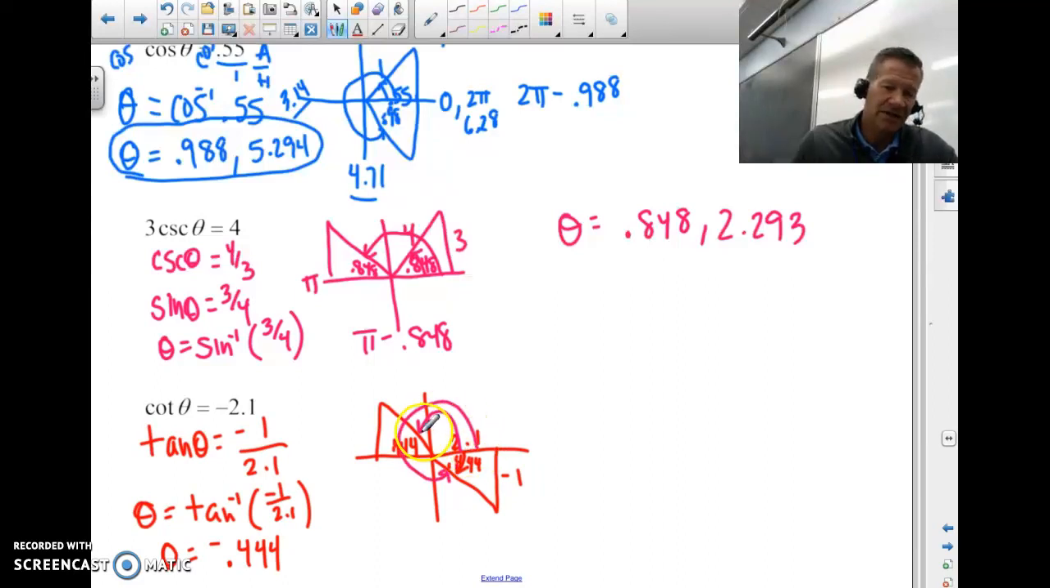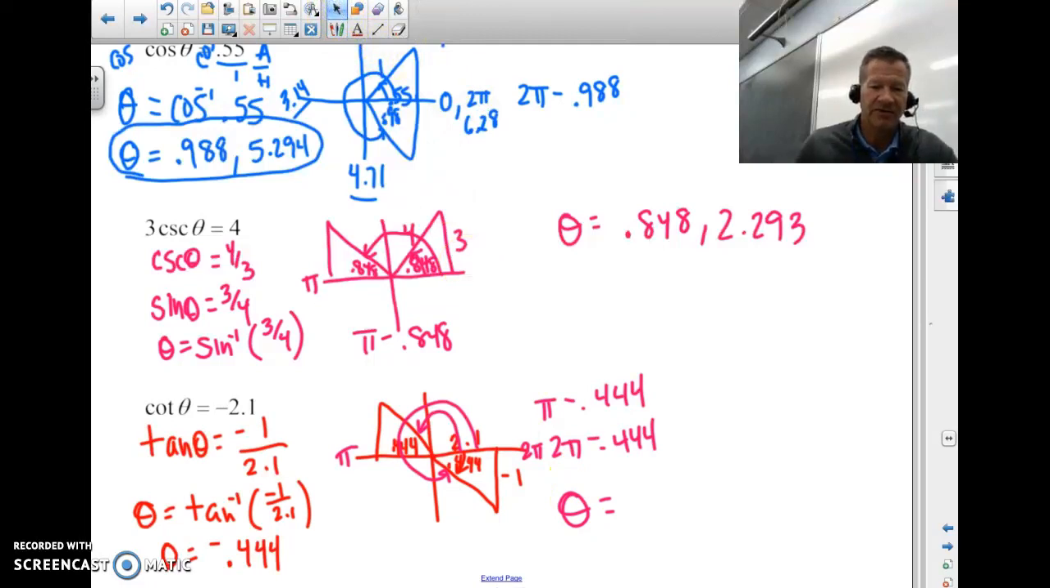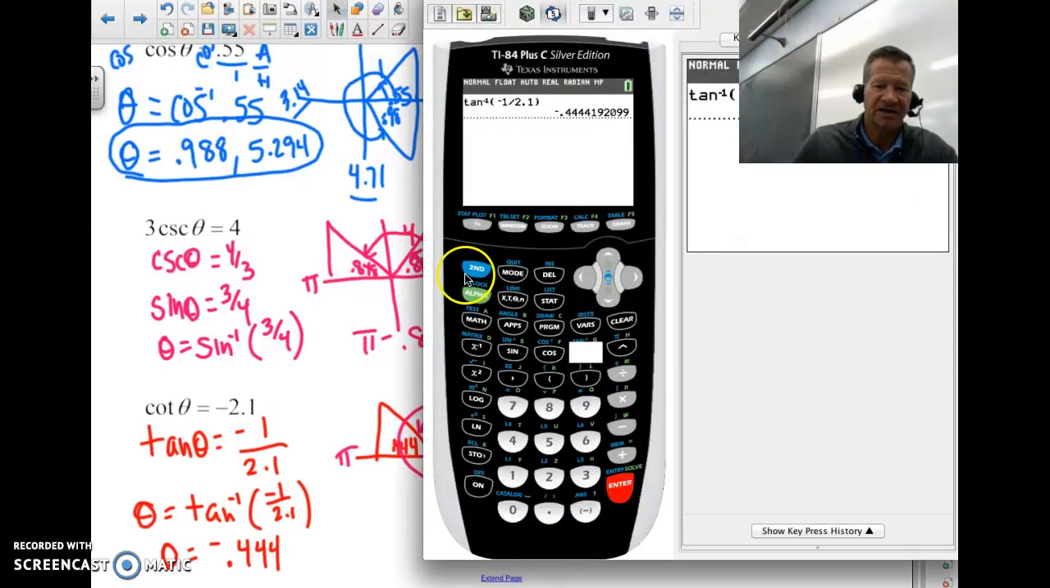So how do I find this answer? Well, all the way to here would be pi. Subtract 0.444 from that. The other one all the way around would be 2 pi. Stop 0.444 away from that. Those are going to be your two answers. So let's see what those are. So pi, let's go to my calculator. Now be careful, because on your calculator it's negative. So pi minus, if I say pi minus this answer, it'll be like adding it. So I'm going to say pi plus that answer.